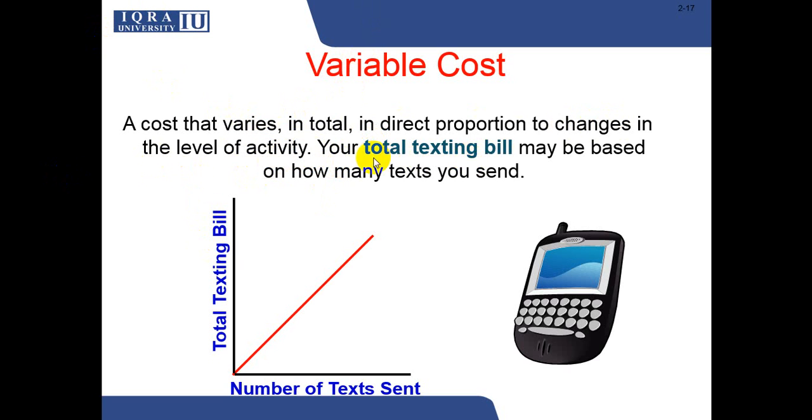Here we are taking an example: your total texting bill may be based on how many texts you send. On the x-axis, the number of texts sent, and on the y-axis, the total texting bill. If we are sending more texts, we will have to pay more bill, right? So this is directly proportional. Here we are talking about the total, it is changeable. If you are discussing it in total, the more units produced, the more cost will be incurred. The more texts we send, the more cost will be incurred, right?